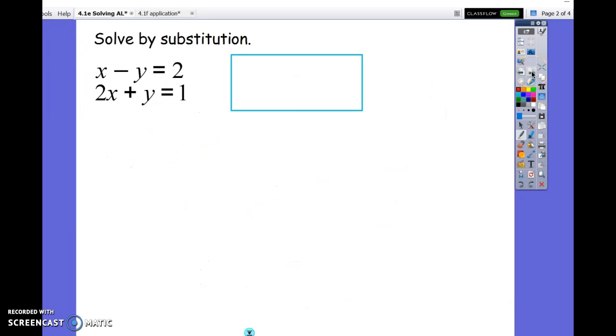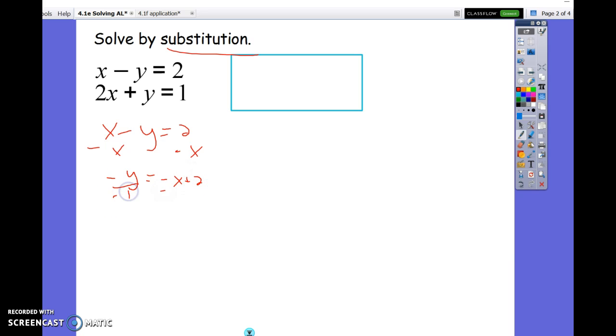All right. Our second problem, we're going to be using substitution to solve. Okay, looking at our equations, so notice our system is the same one as the previous problem. So we're still looking at x minus y equals 2 and 2x plus y equals 1. Well, in order to substitute, remember, we need to have a variable that's isolated. So let's look at that top equation and isolate y. x minus y equals 2. Well, let's get the x out of there. So negative y equals negative x plus 2.